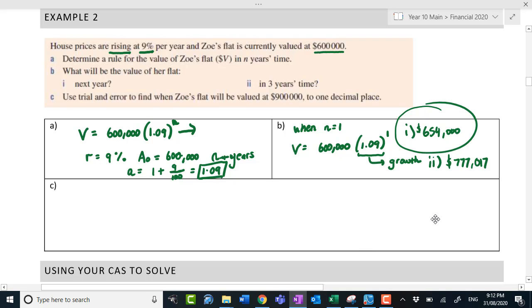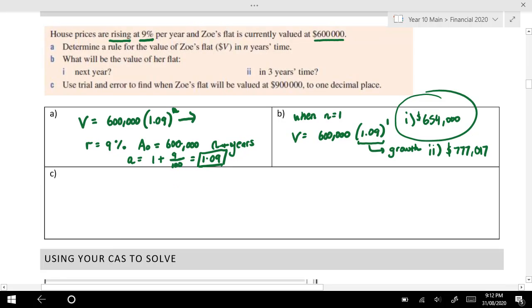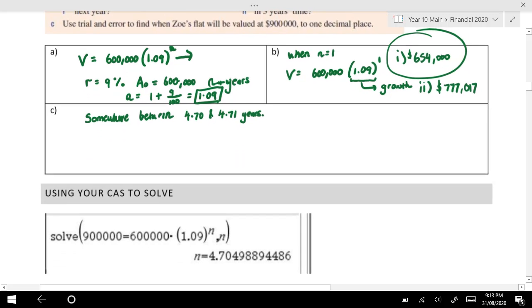Okay, so let's give this a go. We've basically worked out, using trial and error, that it's somewhere between 4.70 and 4.71 years. Now, here's a cool thing. Let me show you how to do it on the calculator.